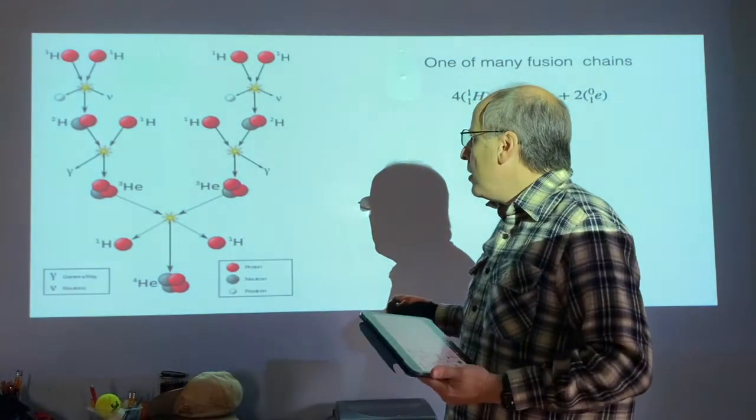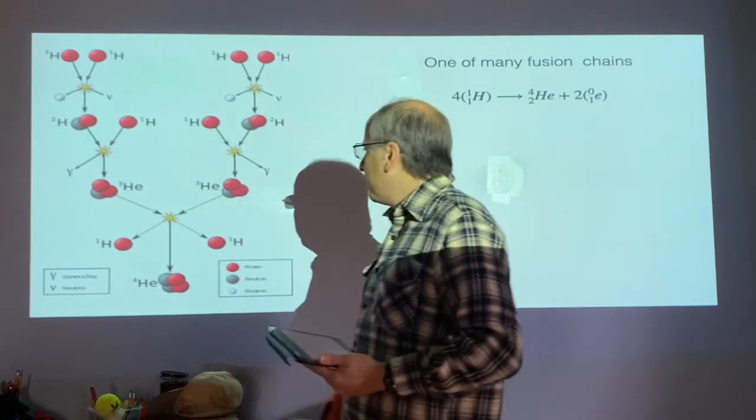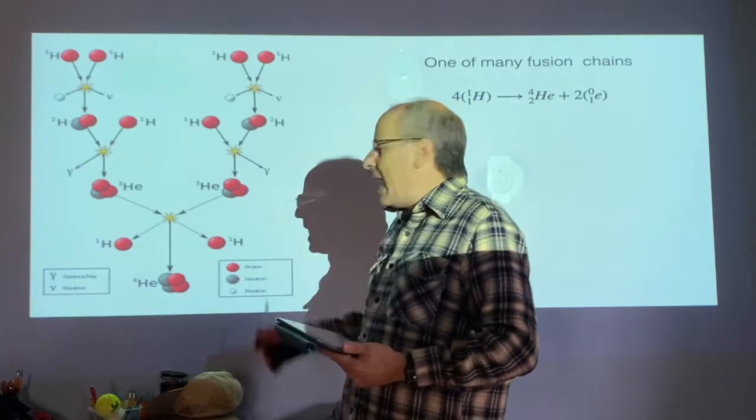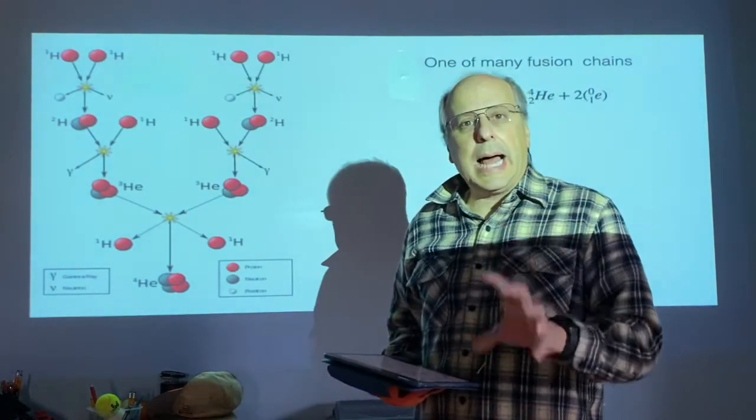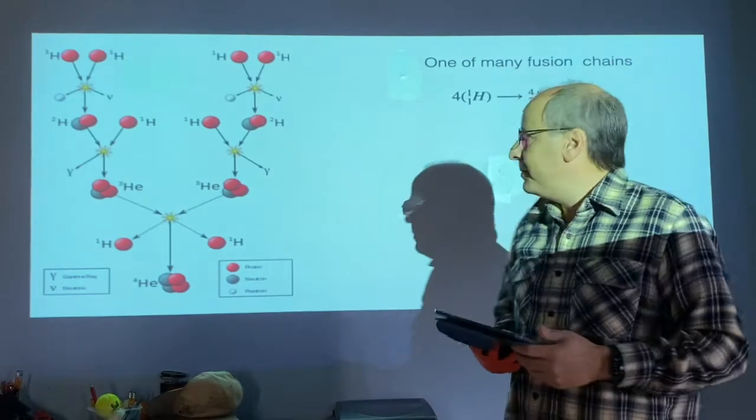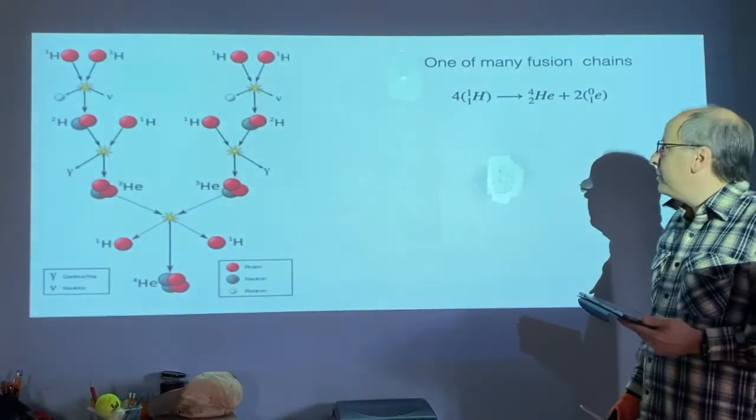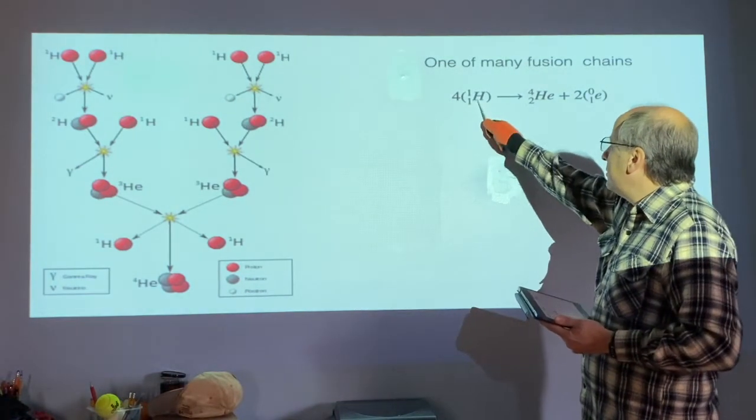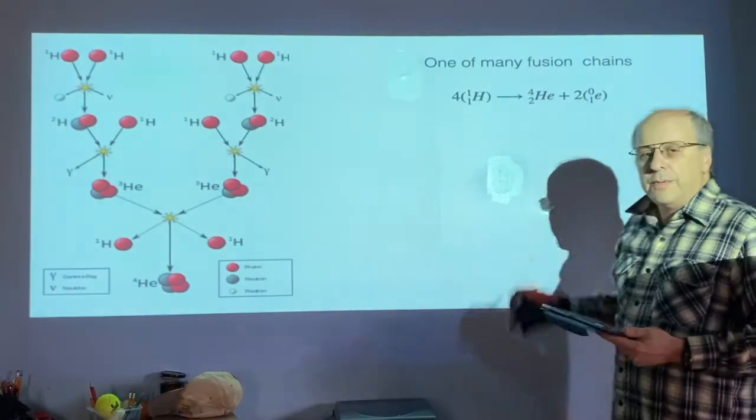Along the way, some positrons pop out, some neutrinos pop out, some gamma rays pop out, but most importantly, we get lots and lots of energy. Okay? So the net reaction would look something like this. 4 hydrogen 1s produce a helium-4 plus 2 positrons.